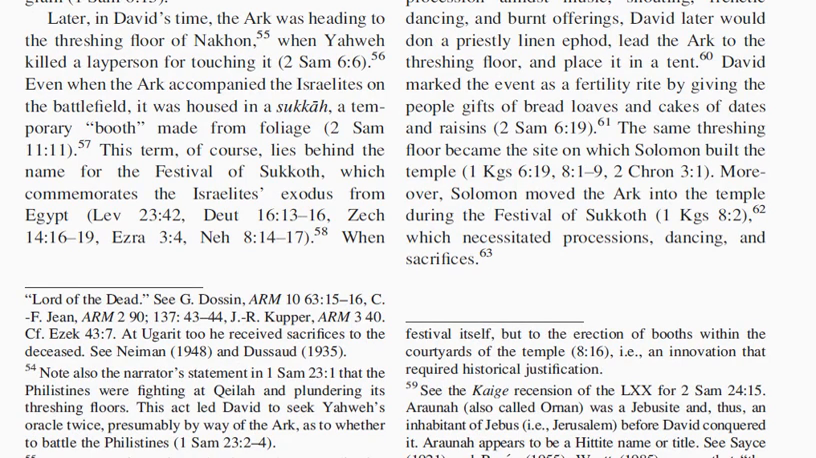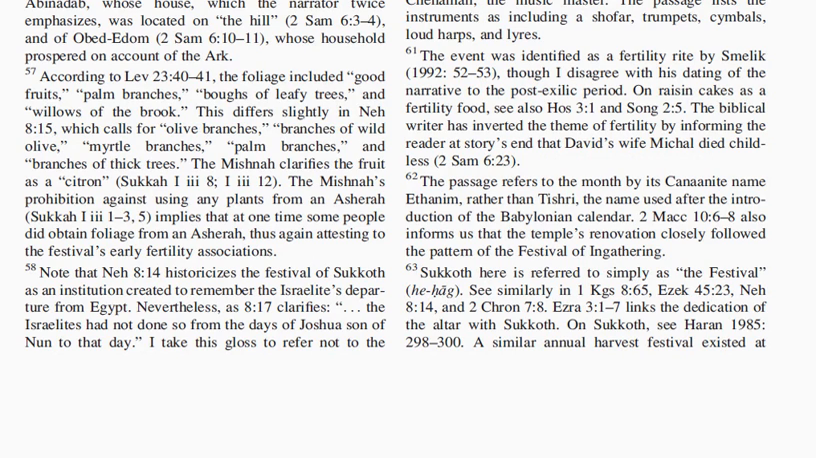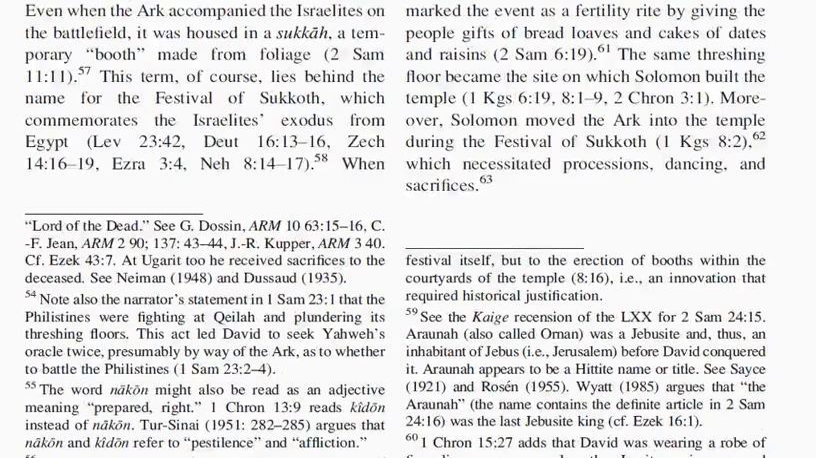End of footnote. This term, of course, lies behind the name for the festival of Sukkoth, which commemorates the Israelites' exodus from Egypt. Note that Nehemiah 8:14 historicizes the festival of Sukkoth as an institution created to remember the Israelites' departure from Egypt. Nevertheless, as 8:17 clarifies, the Israelites had not done so from the days of Joshua, son of Nun, to that day. I take this gloss to refer not to the festival itself, but to the erection of booths within the courtyards of the temple, 8:16, i.e. an innovation that required historical justification.